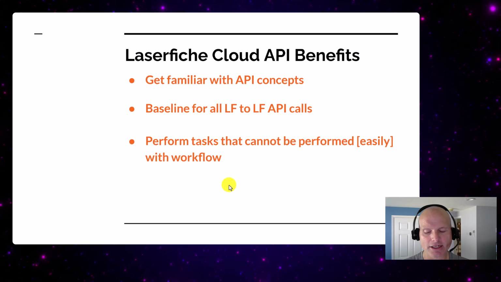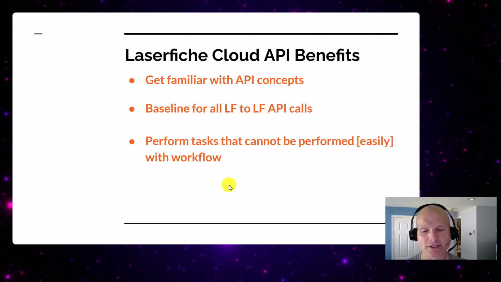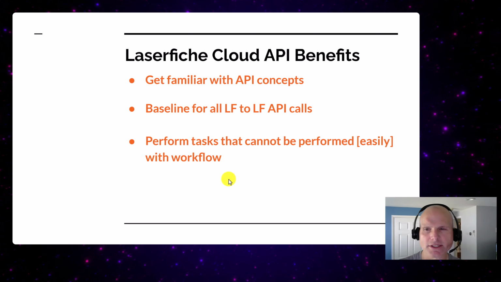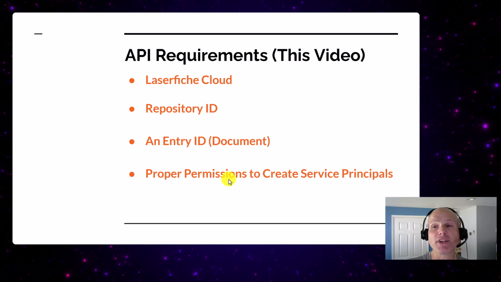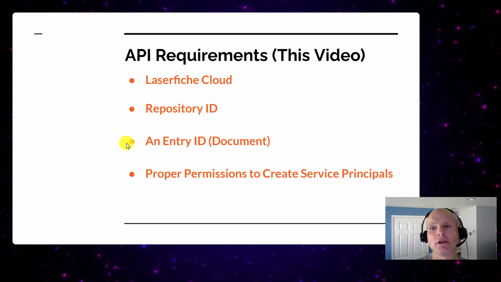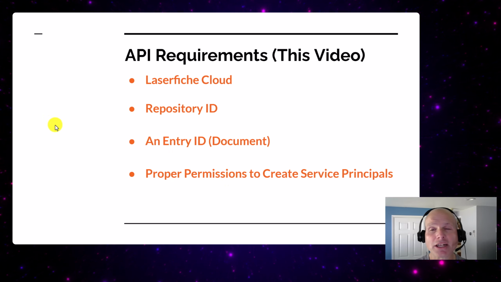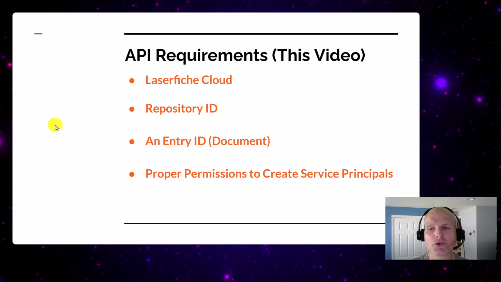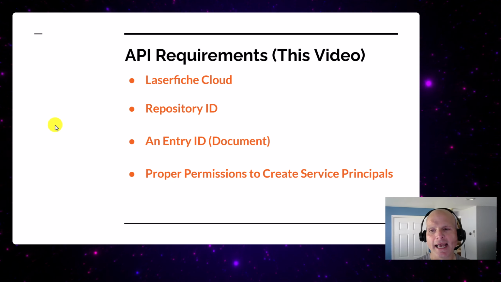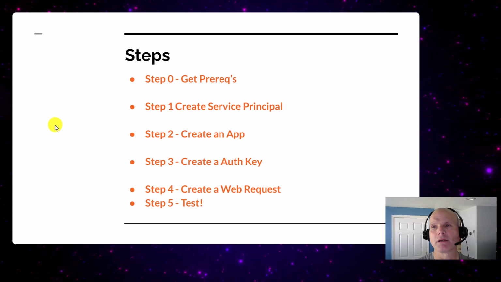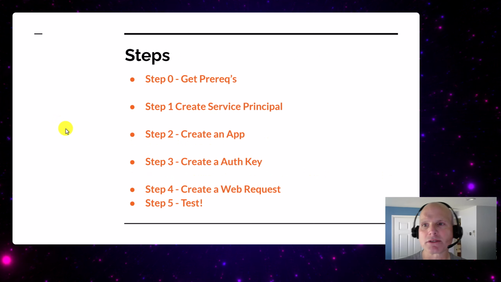And as I was saying, you're going to be able to perform some things that you cannot do with workflow or business processes. For this video, you need Laserfiche Cloud. You need your repository ID, which I'll show you how to get. You need an entry ID, just a document in your Laserfiche repository, and you need proper permissions to create service principals. Steps today, we're going to get the prerequisites.